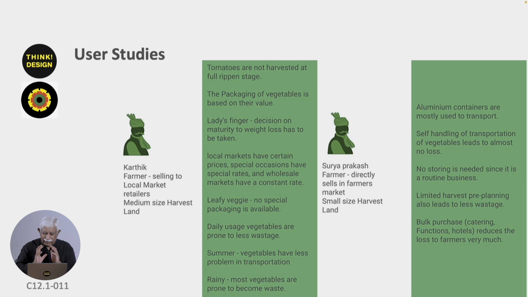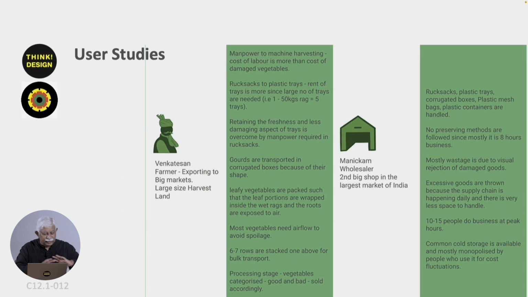Again, he's got a small-size harvest land. Taking different stakeholders, Venkateshan here is a large farmer, so he exports to the big markets. Manikam is a wholesaler who has the second big shop in the largest market in India. User studies were done with different stakeholders to understand the problem space itself.